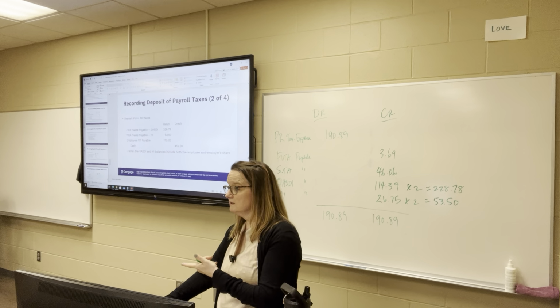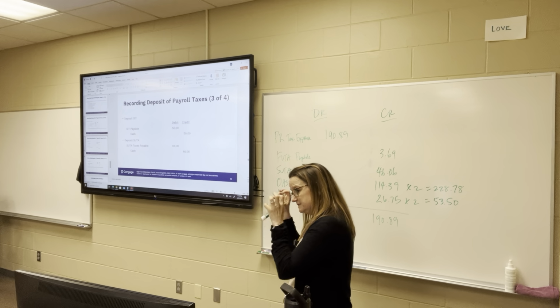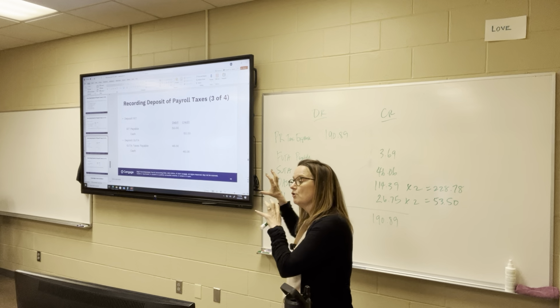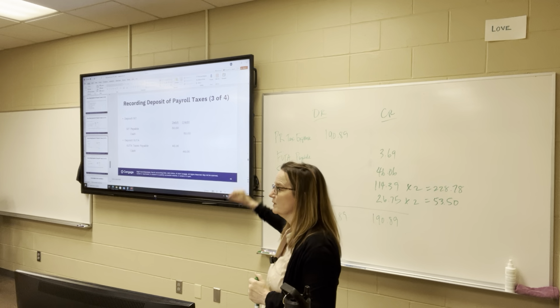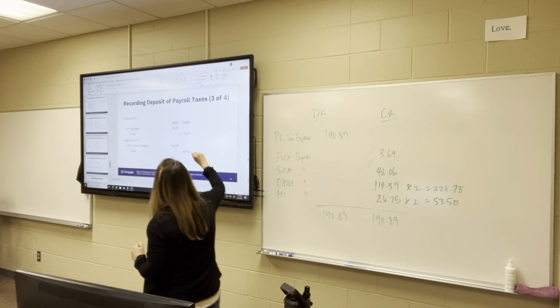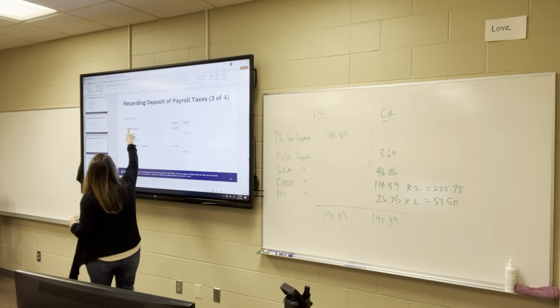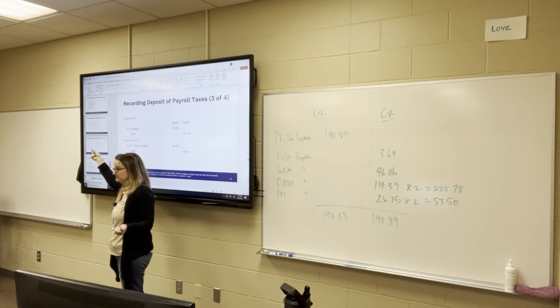So that would be one. These are all the same type of journal entry. These are all journal entry number 3. It's just that the payments happen at different points in time. This next one is our deposit of state income taxes.